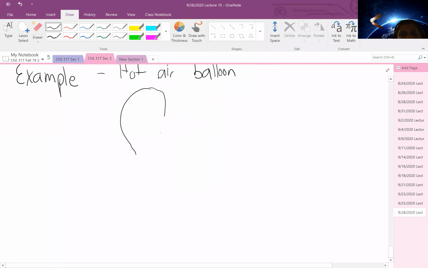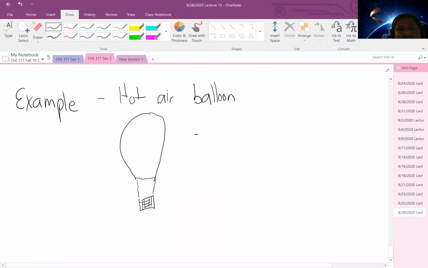So I've got my hot air balloon, my little basket. The temperature on the outside is 50 degrees F. The temperature on the inside, I believe, was about 200. And so I have to consider the forces involved in my system.